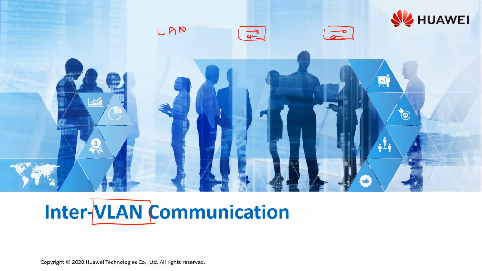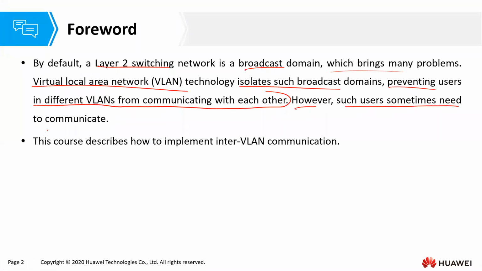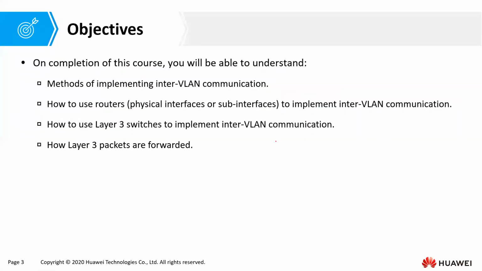Right, so let us look at it. By default, a layer 2 switching network is a broadcast domain, which brings many problems. VLAN technology isolates such broadcast domains, preventing users in different VLANs from communicating with each other. That's great, that's a point. However, such users sometimes need to communicate. This chapter describes how to implement inter-VLAN communication.